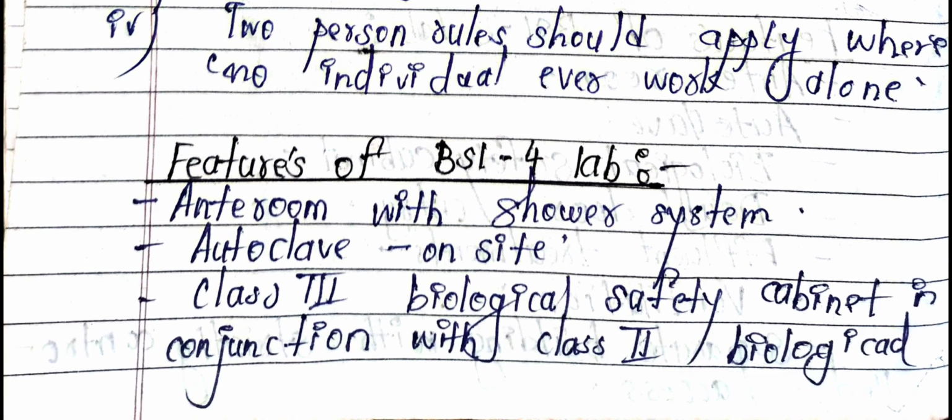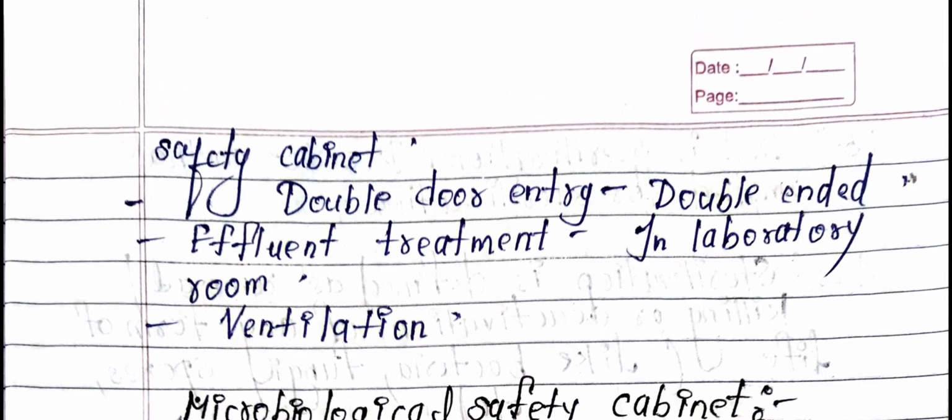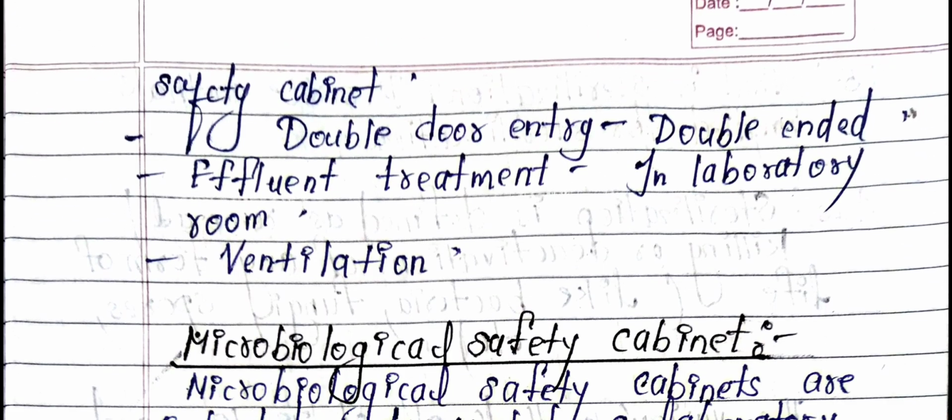Features of a BSL-4 lab: anteroom with a shower system, autoclave on site, Class 3 biological safety cabinet in conjunction with a Class 2 biological safety cabinet, double door entry, double inlet, effluent treatment in the laboratory room, ventilation.